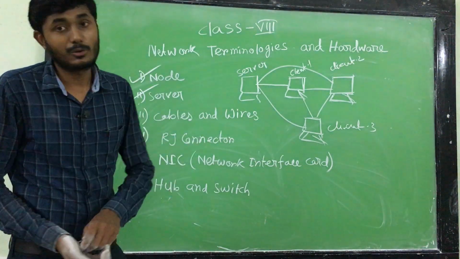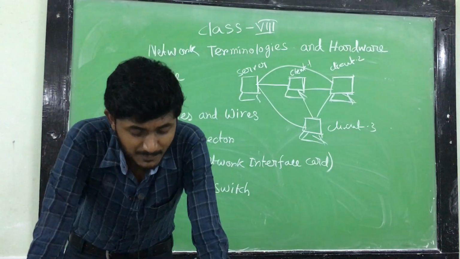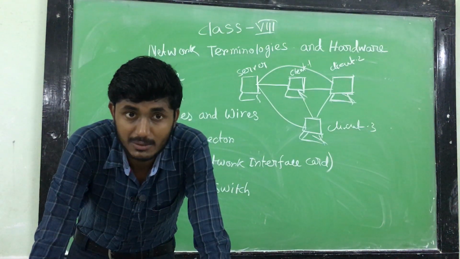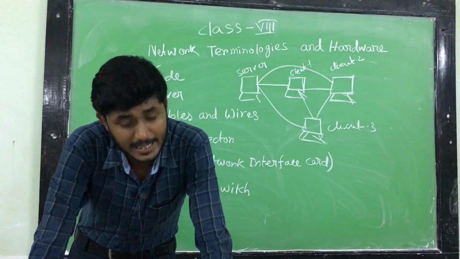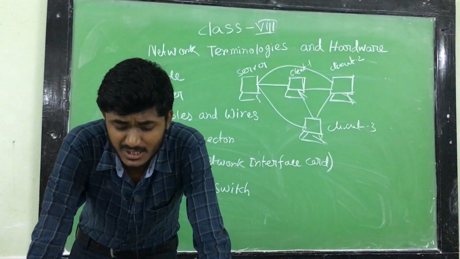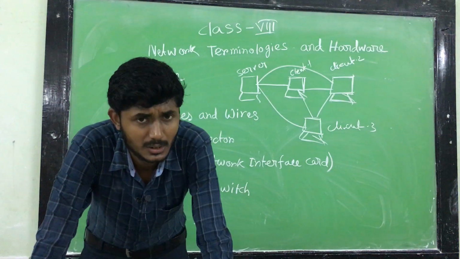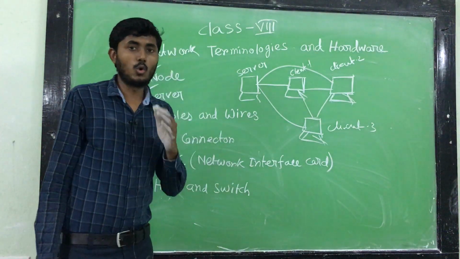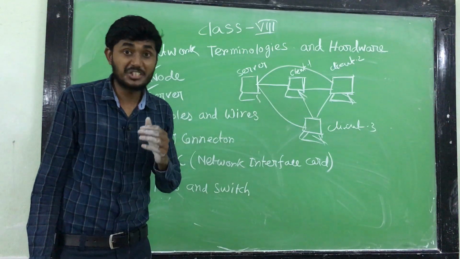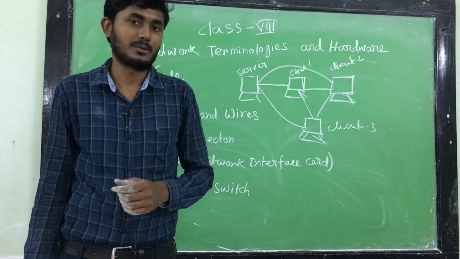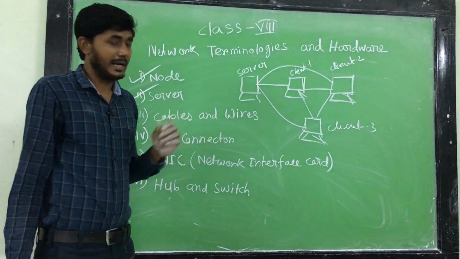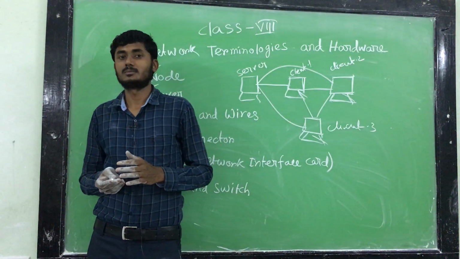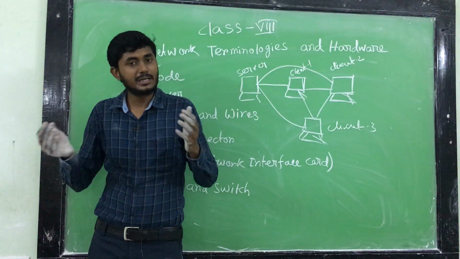Next one, cables and wires. We know that cables are used to connect different computers. We know that very well. Using cables, the different computers are connected. There are various types of cables available, that means fiber optic cable, coaxial cable, twisted pair cable, etc. So cables and wires are used to connect different computers.